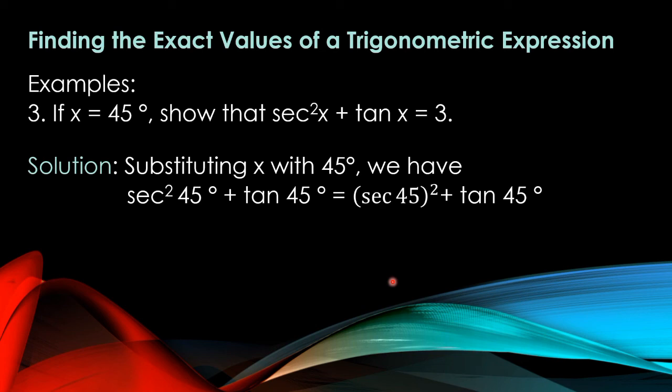From the table, the value of secant 45 degrees is the square root of 2. So, nandyan pa rin yung squared. Then, the value of tan 45 degrees is 1. So, simplify. The square root of 2 i-times sa sarili niya, the square root of 4. The square root of 4 is 2. Bring down plus 1. So, 2 plus 1, that is 3.